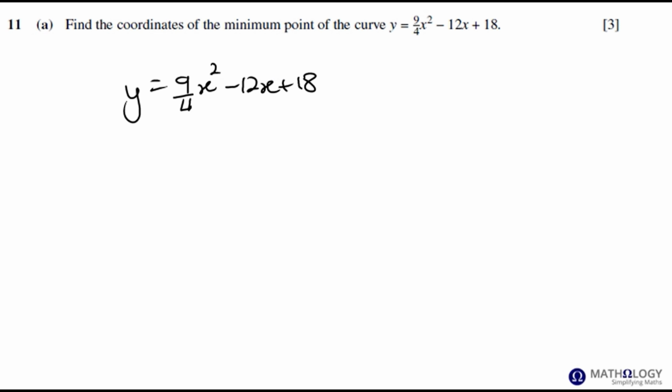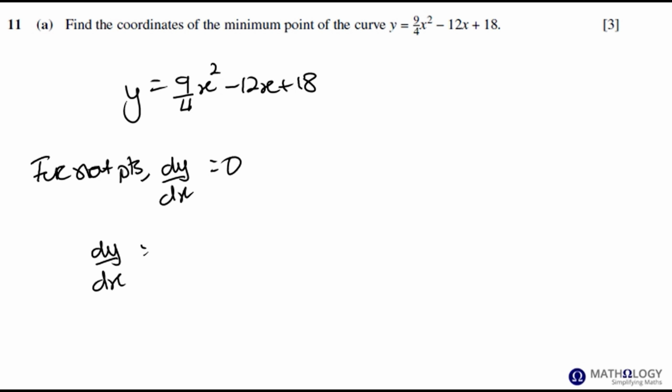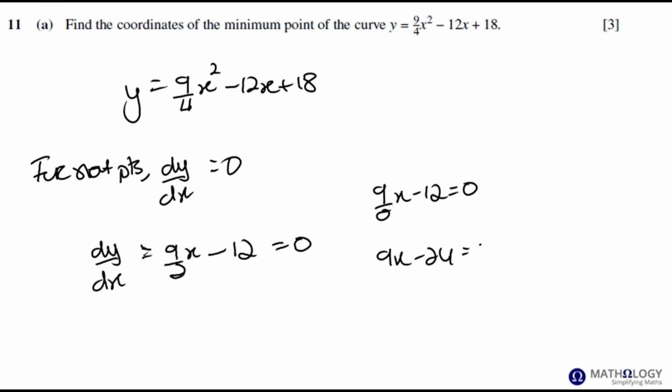Okay, so for minimum points or maximum points, we're talking about stationary points. So for stationary points of a curve, the gradient function equals 0. So dy/dx equals 0. Differentiating this function, dy/dx equals 9/4 times 2x minus 12, which is 9/2 x minus 12, and that equals 0. So 9x minus 24 equals 0, 9x equals 24, x is 24/9.